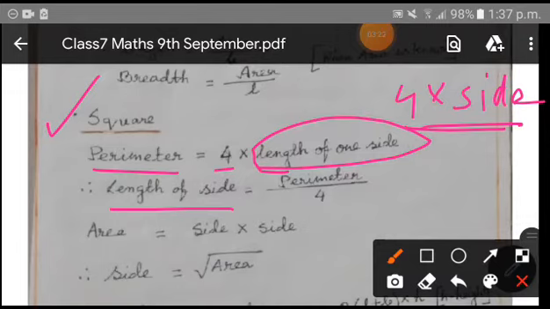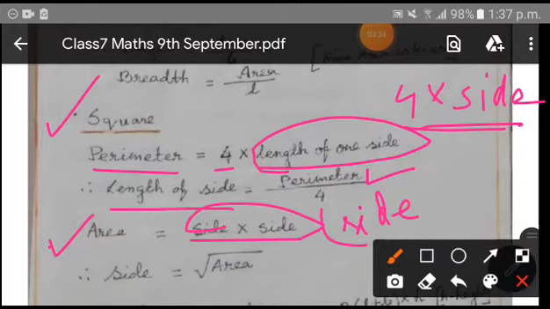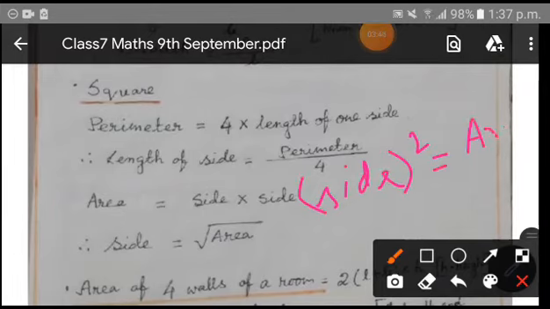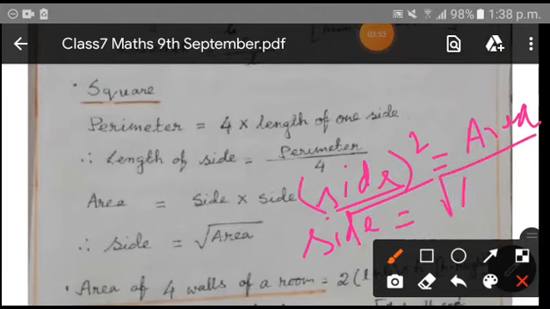Next, the length of the side when perimeter is given. At that time you will be able to calculate the length of the side equals perimeter by 4. Next, area is side into side. Area means side square. Area of a square is side square. Now whenever you are calculating the side, at that time what will you do? You will take out the square root of area. Side will be the square root of area. Right? So that is why it is written, therefore side equals root over area.